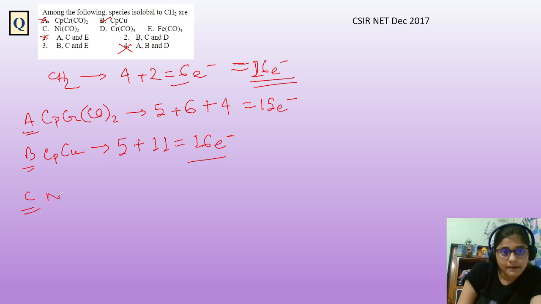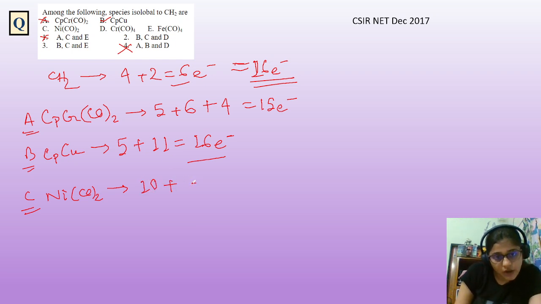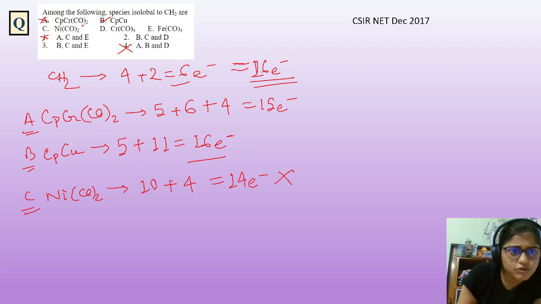C, Ni(CO)2, d8 system. So electron is d10, 10. And 4 for 2 carbonyl, it will be 14 electron. So right, it is also not isolobal. So C should not be the option, but C is in both options.